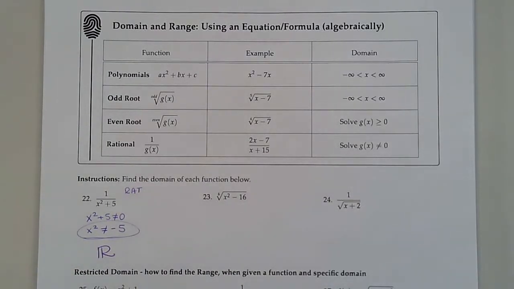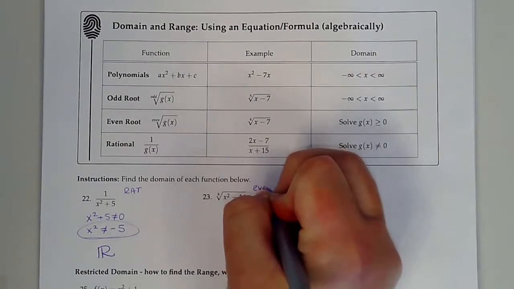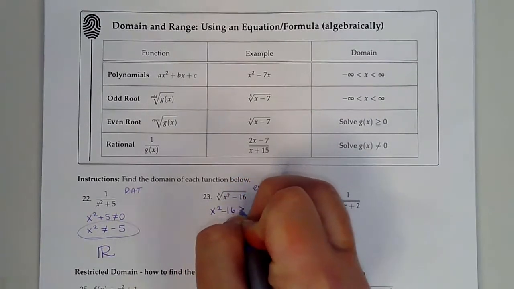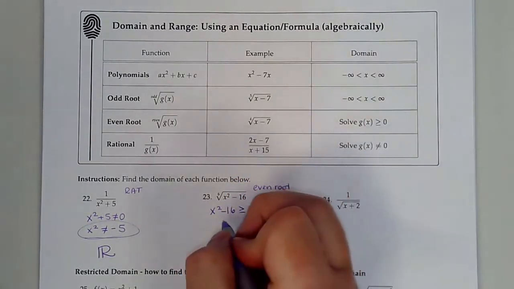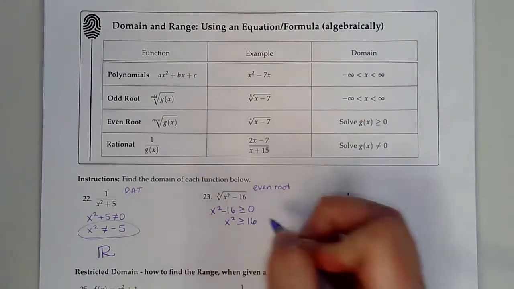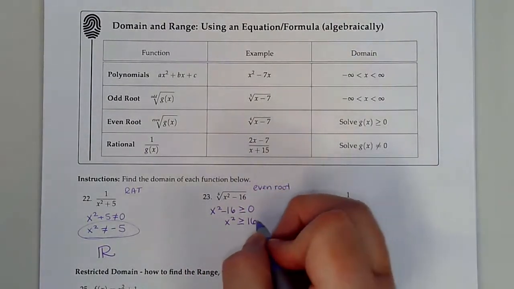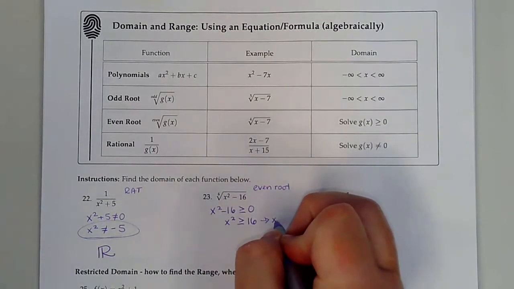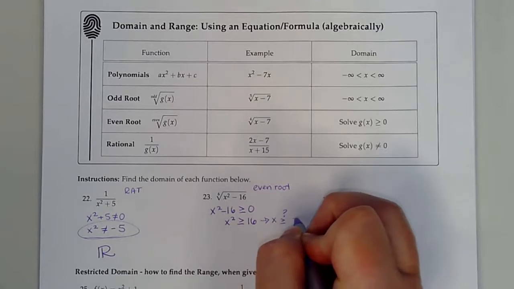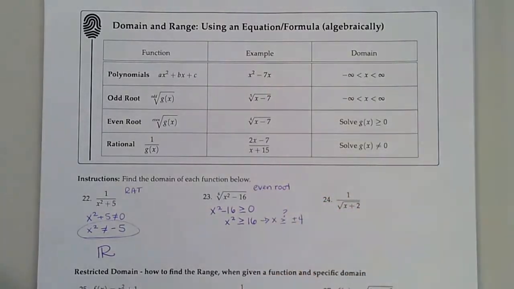Number 23, I have the sixth root of x squared minus 16. So this is an even root. And what I need is x squared minus 16 to be greater than or equal to 0, which means x squared has to be greater than or equal to 16. And then as I look at this, x is greater than or equal to plus or minus 4. Okay, so there's something kind of weird going on with this problem.